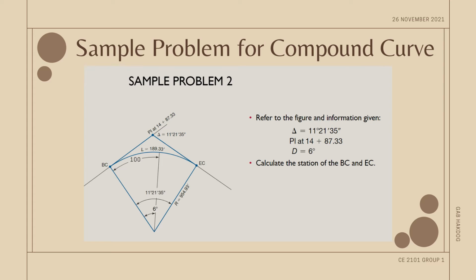Angle delta is 11 degrees, 21 minutes, and 35 seconds, while the point of intersection, PI, is at 14 plus 87.33, and angle D being 6 degrees respectively. Now based on the problem, we have to calculate the station BC and EC.